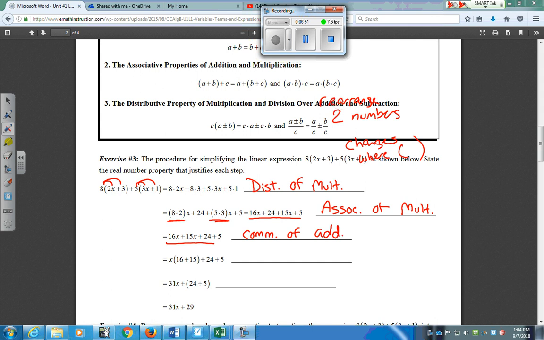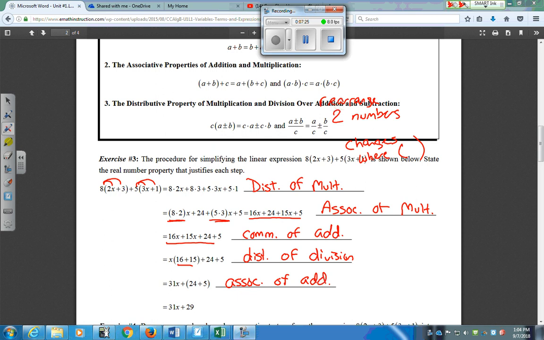Then what they did was they used distributive property, but they divided out the x's. So this one will be distributive property of division. And then they moved the emphasis after they added the 16 and 15 together. They moved the emphasis of where the parentheses are. So that one would be associative property of addition.